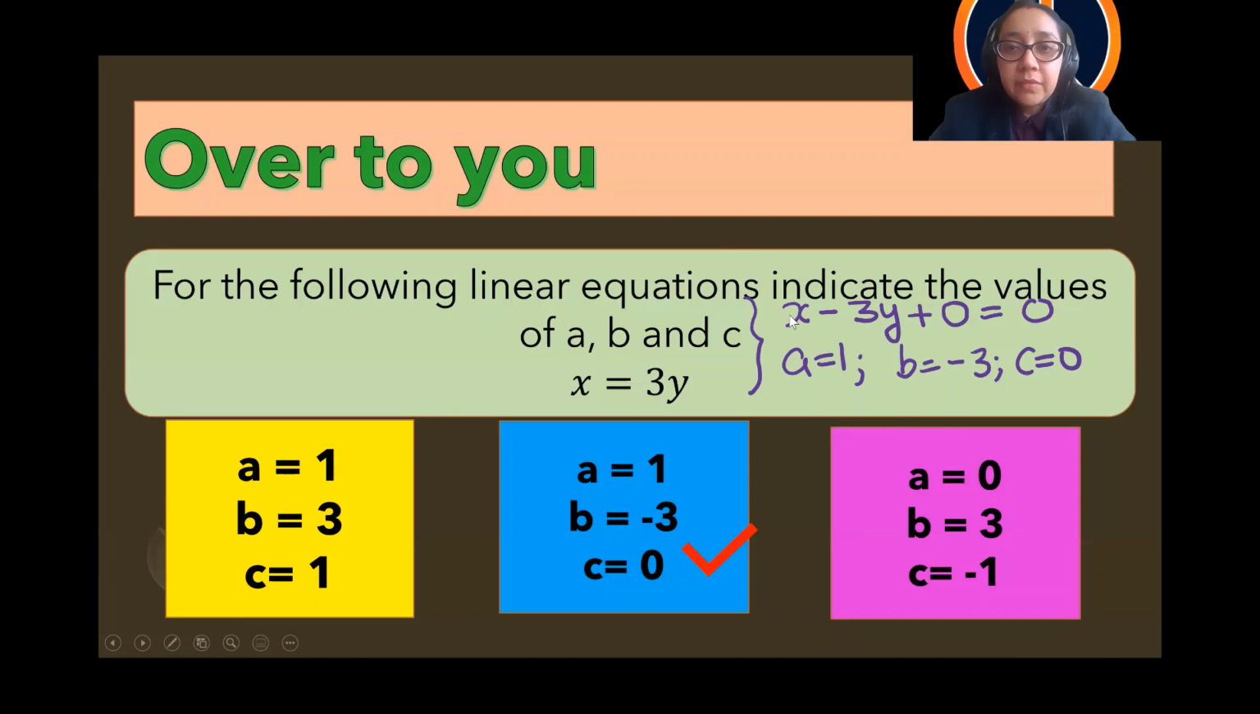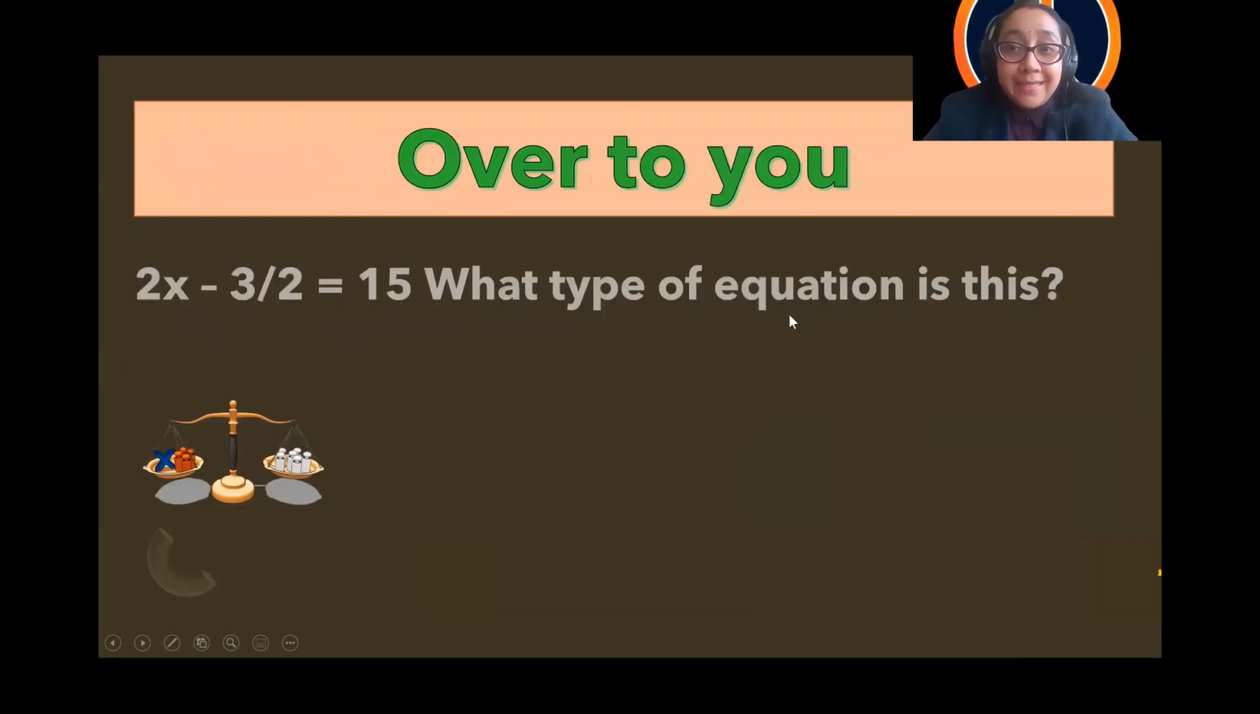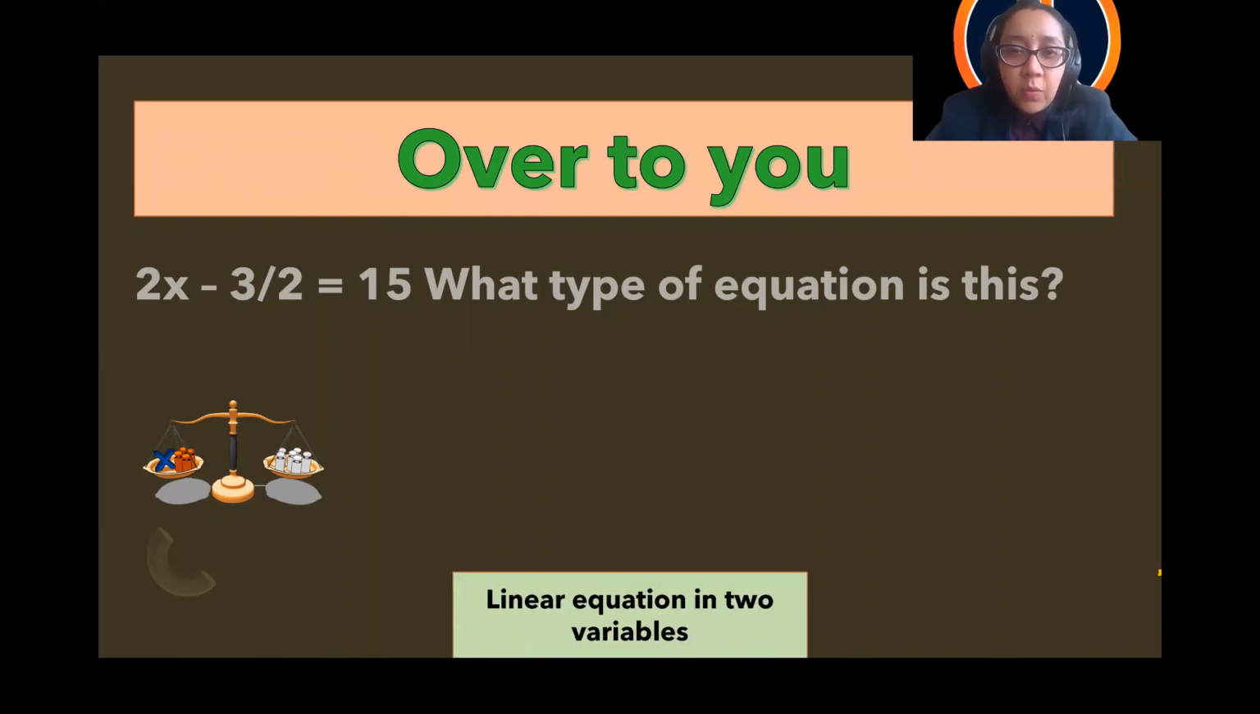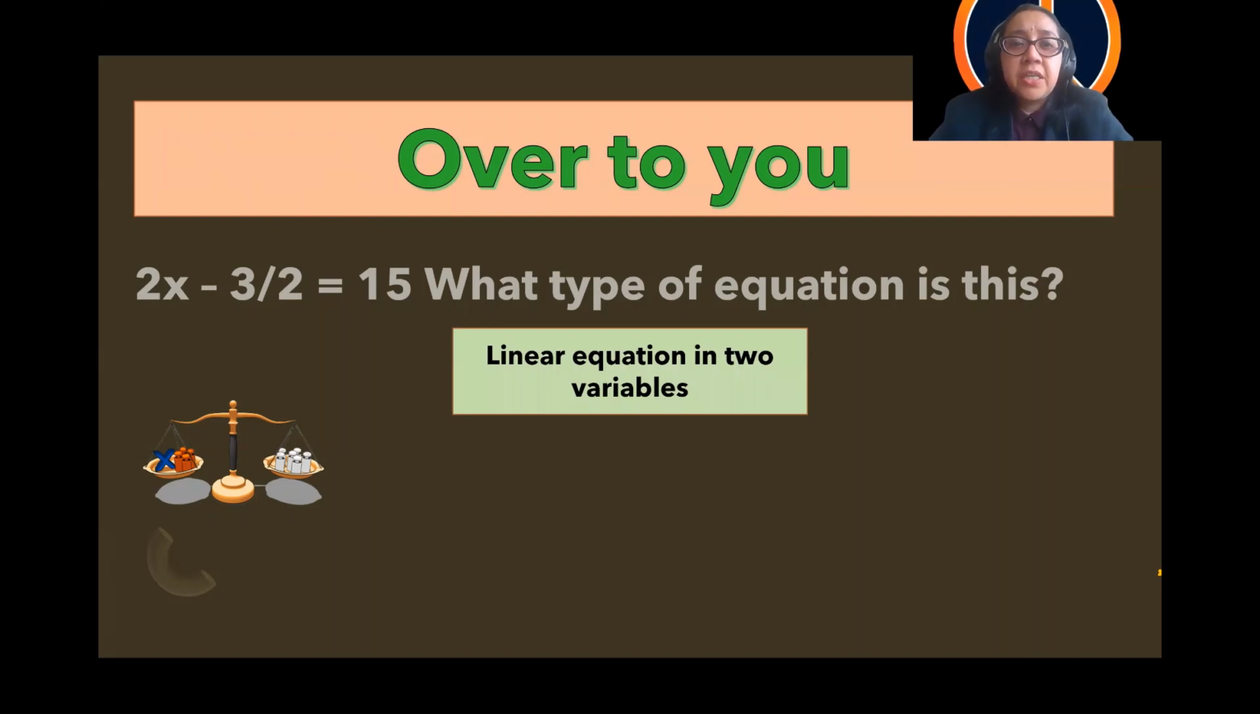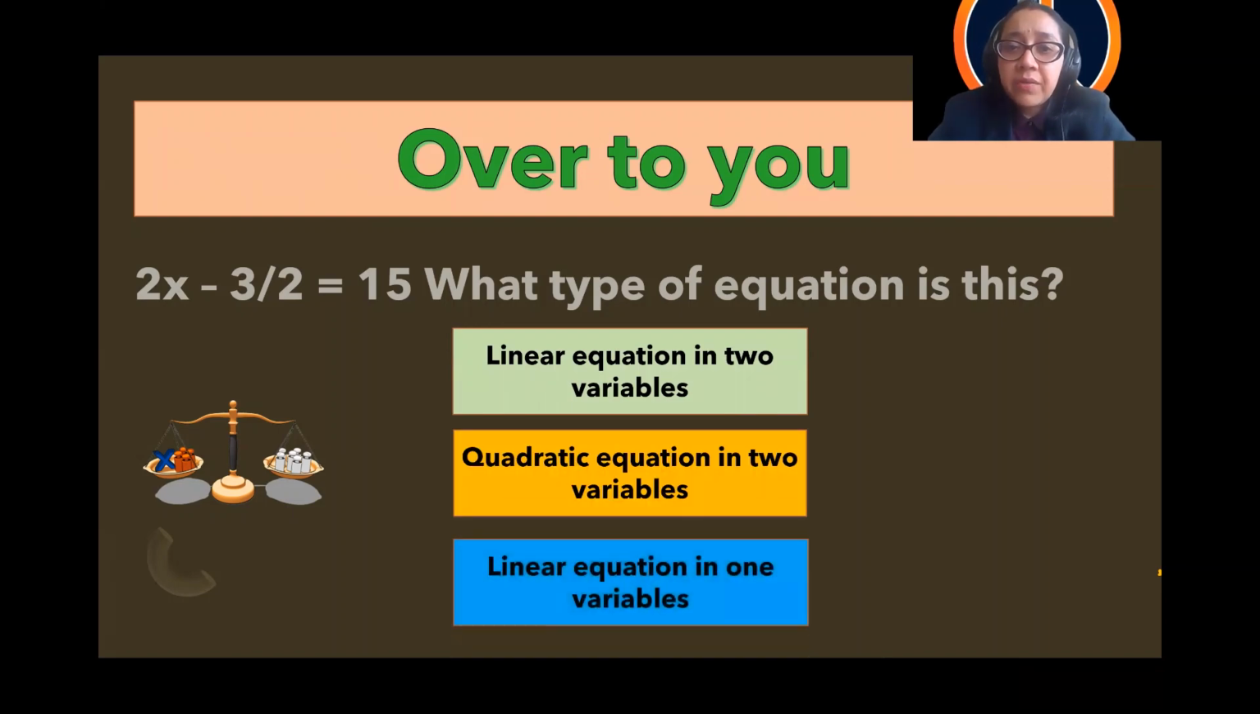Okay. Now, the second question to you. This is an equation: 2x minus 3 upon 2 equal to 15. Okay, what type of equation is it? We know already many types of equation. So is this a linear equation in two variables? Is this a quadratic equation in two variables? Is this a linear equation in one variable? Write down the answer in the chat.